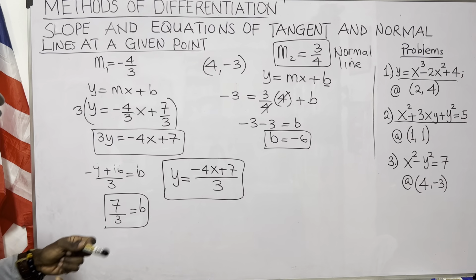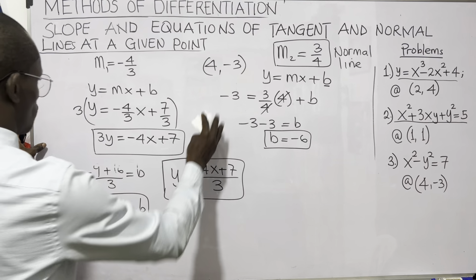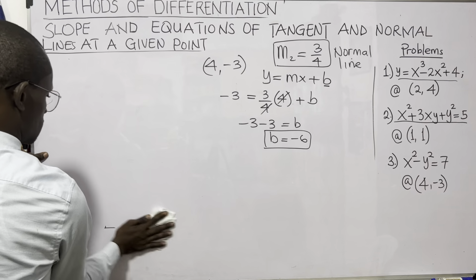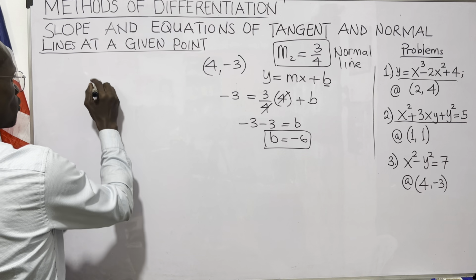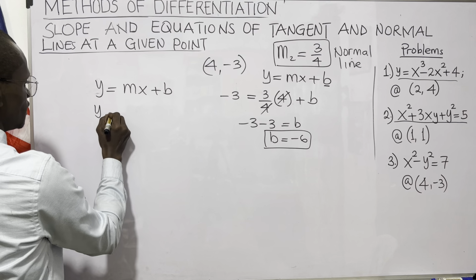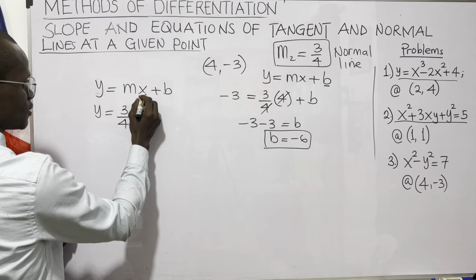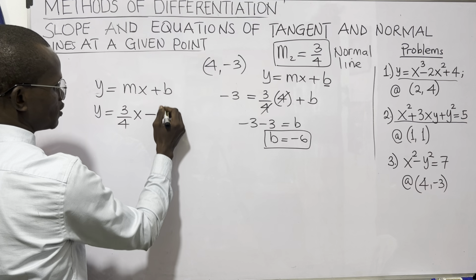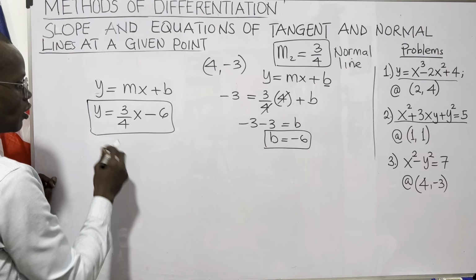So if b is minus 6, we can now replace. So we have y equals mx plus b. So y is, m is 3 over 4. And then this x, we rewrite x. And then b now is just minus 6. So this is the equation of the normal line.